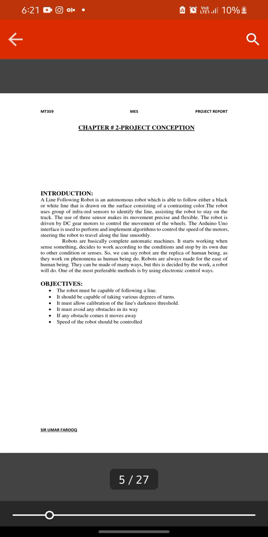It must avoid any obstacles in its way. For this we use IR sensor and ultrasonic sensor. If any obstacle comes to it, it moves away, like it will take a 180 degrees turn. Speed of the robot should be controlled by Arduino and L298 through PWM pins.